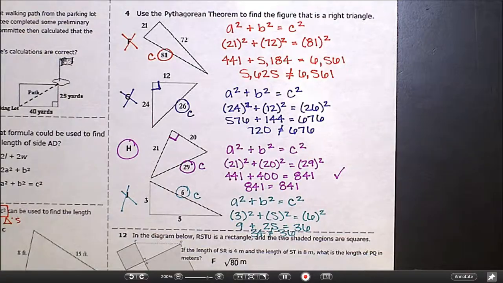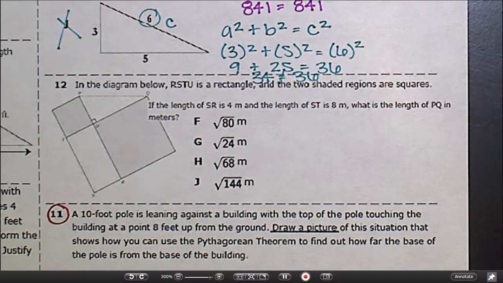I wanted to do number 12 with you because this one is sort of solving the Pythagorean theorem, so I'm just going to walk you through it. This is what we're going to do tomorrow, so you'll have kind of a head start.